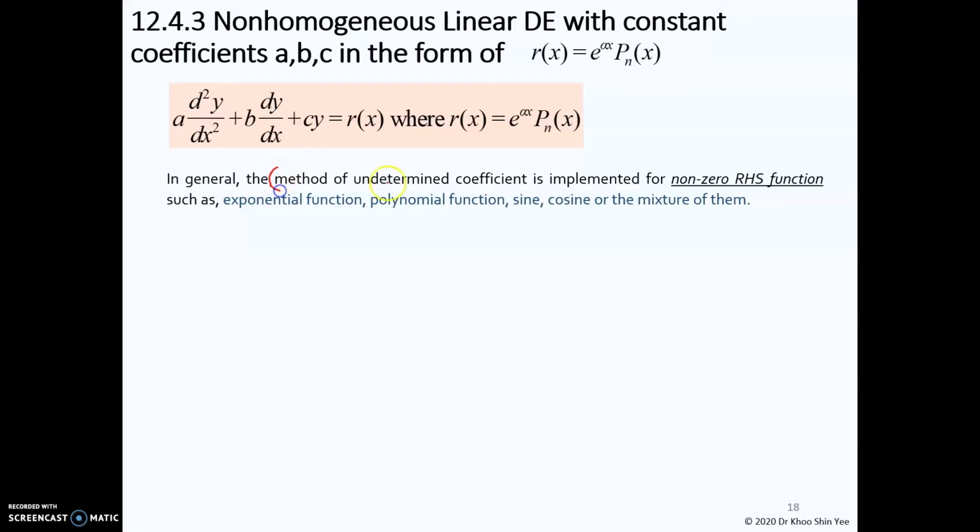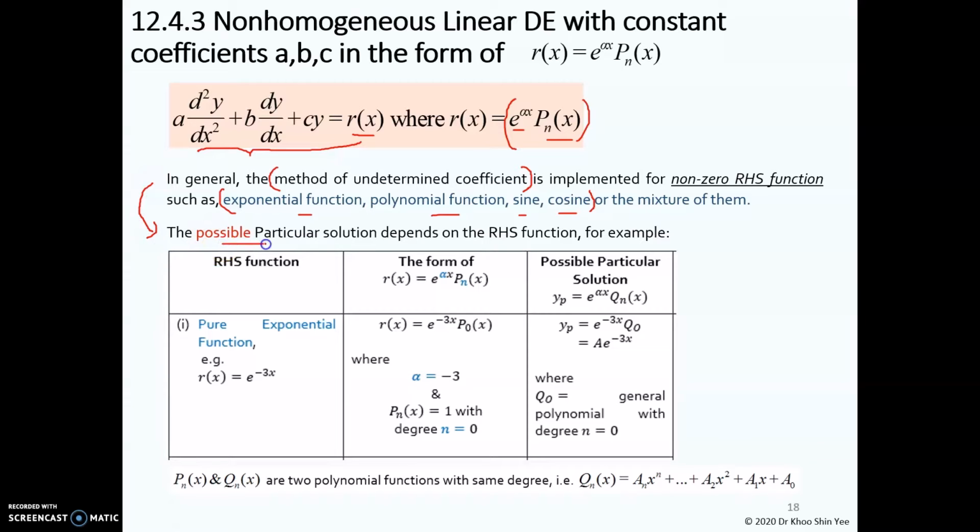So in general, to apply the method of undetermined coefficient to solve a non-homogeneous second order problem like this, the right-hand side function here can be equal to the multiplication between two functions. So you have the exponential function and also the polynomial function. When alpha is equal to an imaginary number, you know that you can link the exponential function to sine and cos. So any mixture between the exponential, polynomial, sine and cosine function, we can solve it using the method of undetermined coefficient. In this method, we propose the possible particular solution depending on the right-hand side functions.